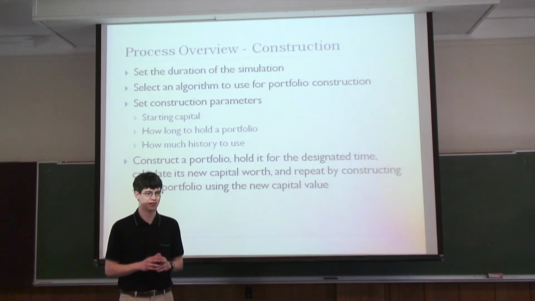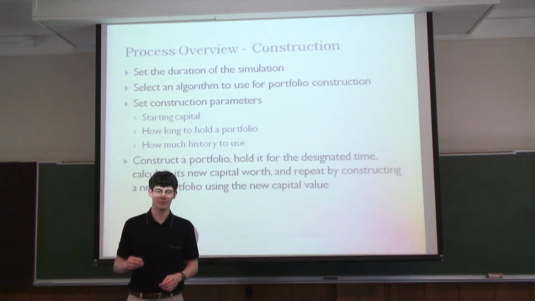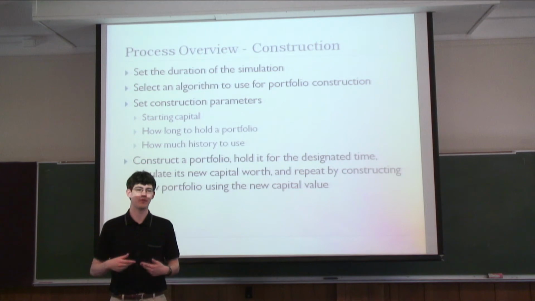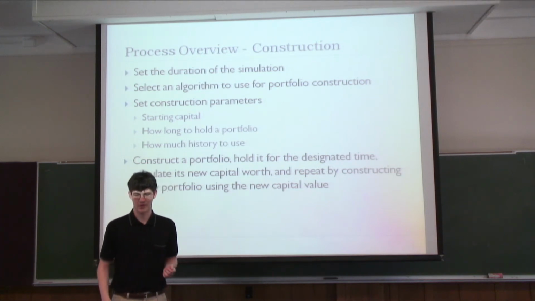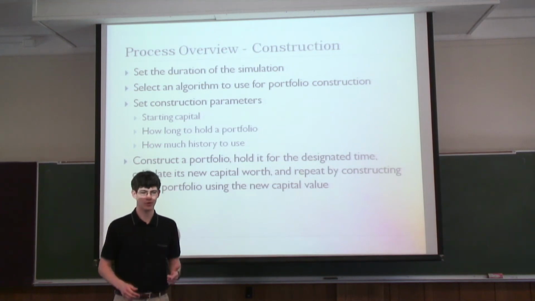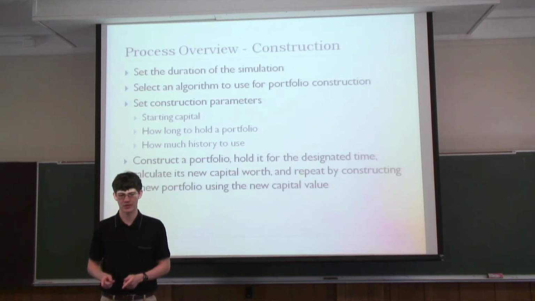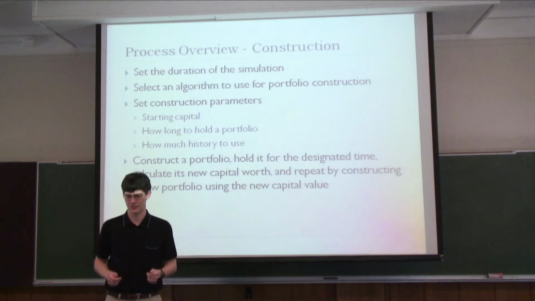You just have to return an array of the number of shares you buy of a specific stock. You have the construction parameters, like how much starting capital, how long you hold a portfolio before you construct a new one, and how much history to use. Basically, how far back do you want to look when you're constructing each portfolio.